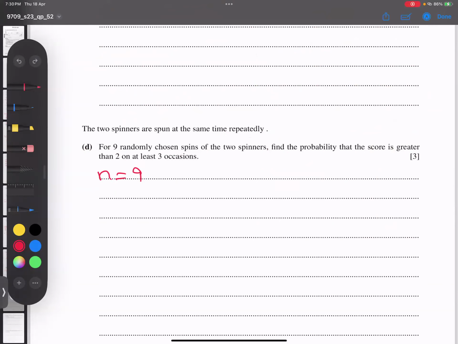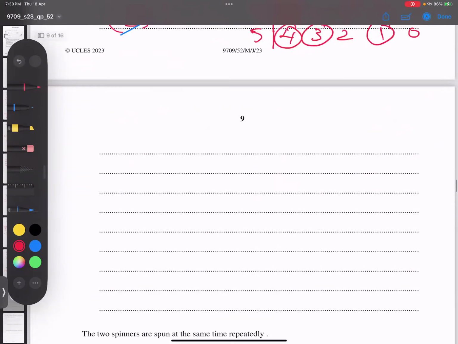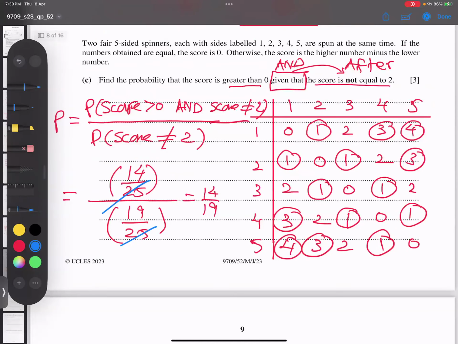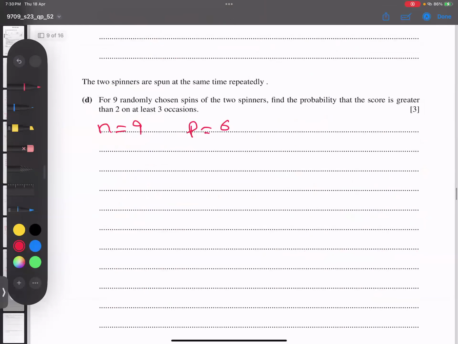Score is greater than 2. So it means greater than 2 is where greater than 2. Let me put cross or tick marks, no problem. Greater than 2, greater than 2, greater than 2, greater than 2, greater than 2, and greater than 2. So 6 results: 1, 2, 3, 4, 5, 6. So 6 out of 25 is p, and q is naturally 1 minus 6 over 25, and I can say 19 over 25, because 25 subtract that one.